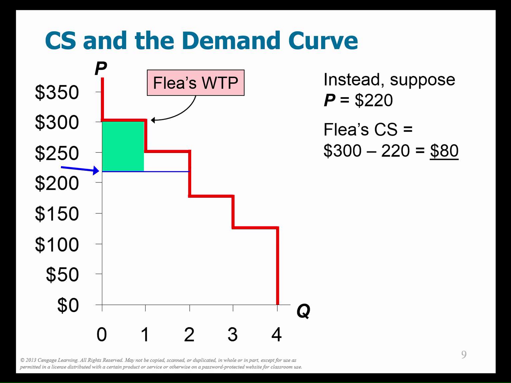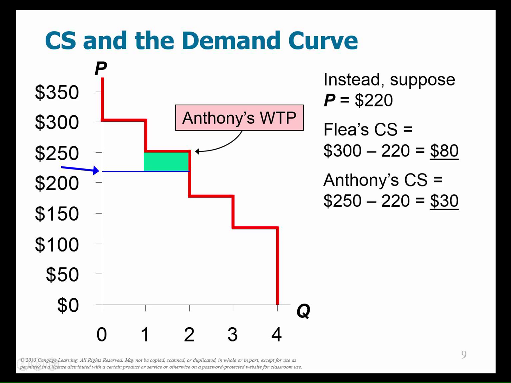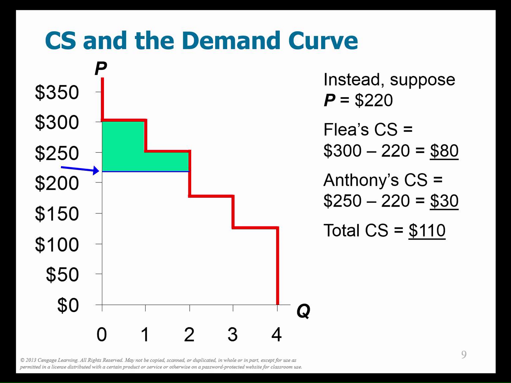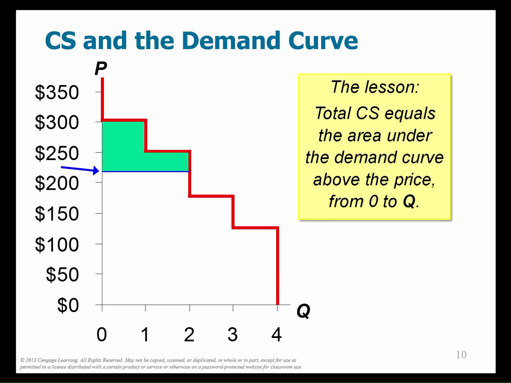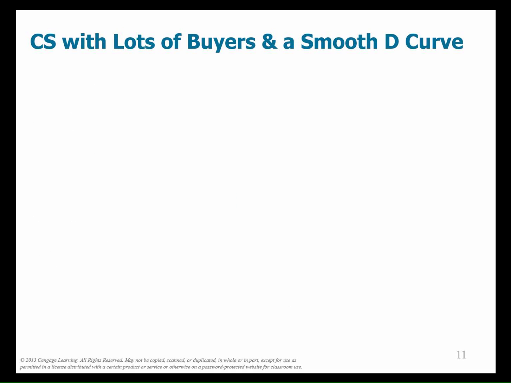Now we have $80 from Flea because, notice, he has this amount of consumer surplus here. But now look, we have this second person with a consumer surplus as well. Okay? It's smaller, but we have to add it on there. He has $30 of happiness. So the total consumer surplus is $110. So as we see, as we drop the price, the consumer surplus is increasing. The consumer surplus is above price and under the demand curve.